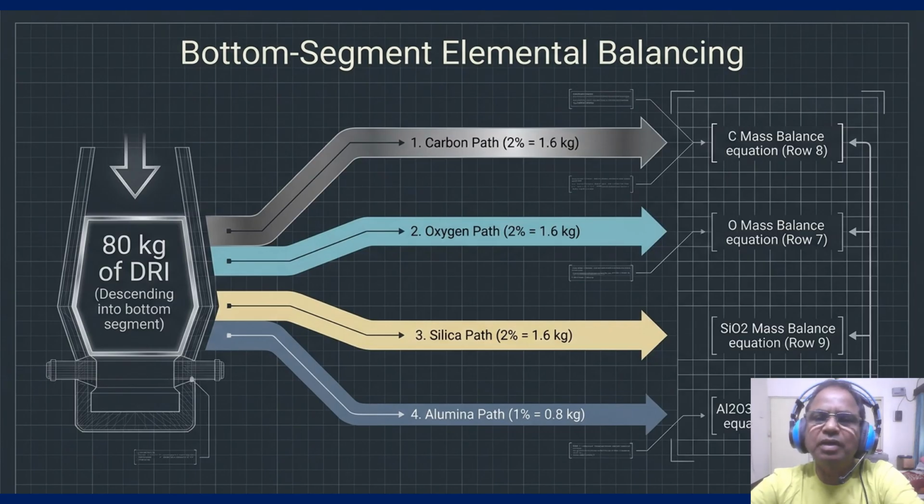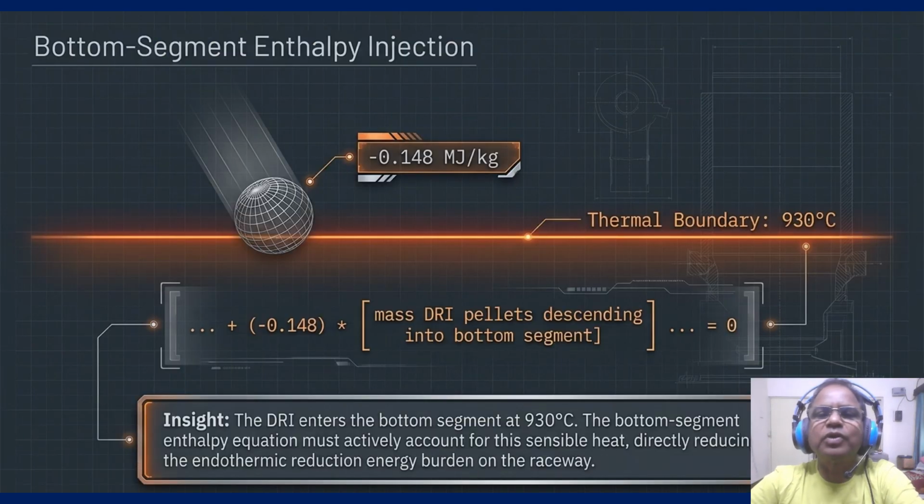Accurate elemental paths are necessary, but the real driver of the furnace stability is the enthalpy injection. So this is where the thermodynamics gets interesting. Look at the visual of the DRI pellet crossing the thermal boundary at 930 degrees centigrade. It carries an enthalpy of 0.148 megajoule per kilogram. We include this as a specific term in row 21 of our matrix.